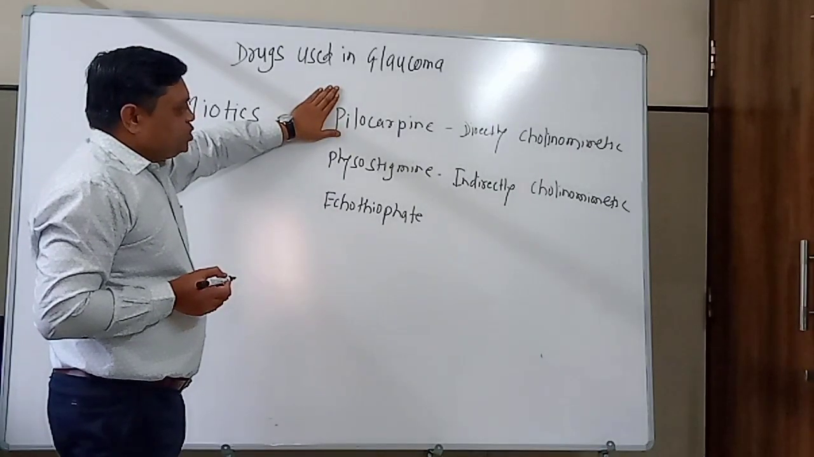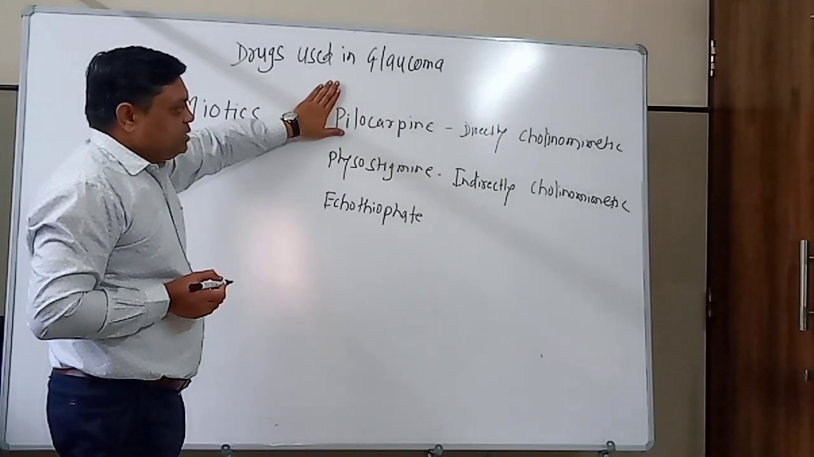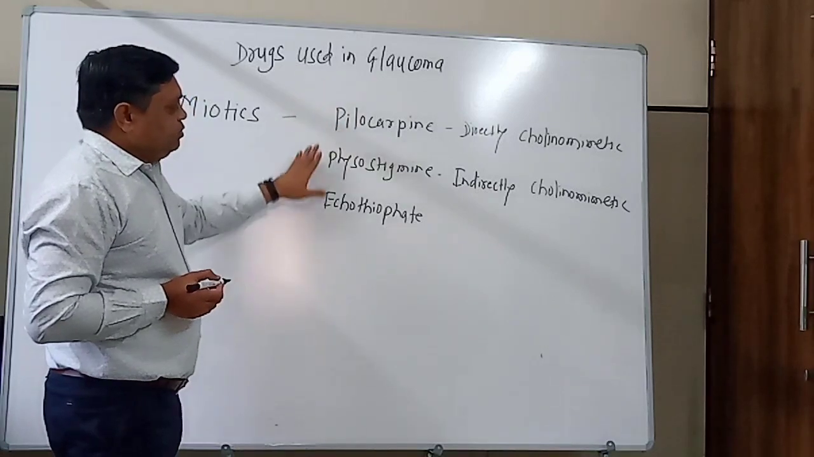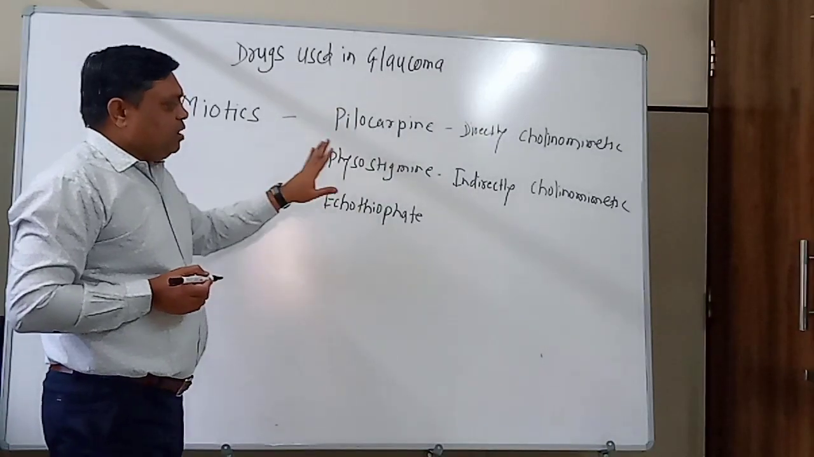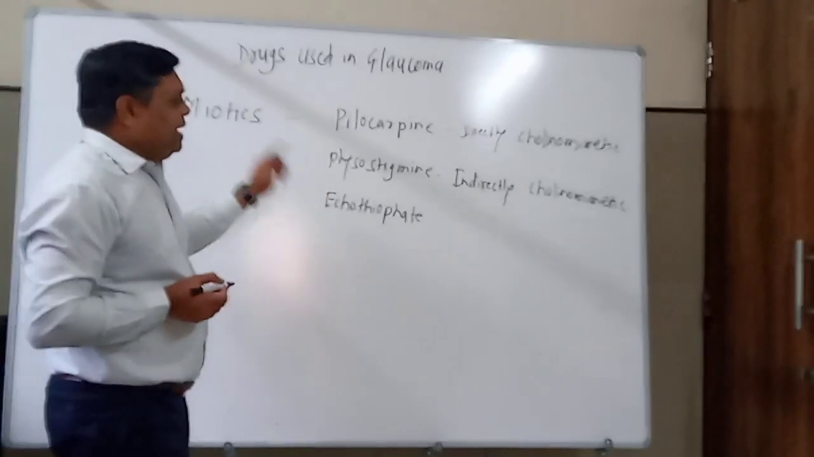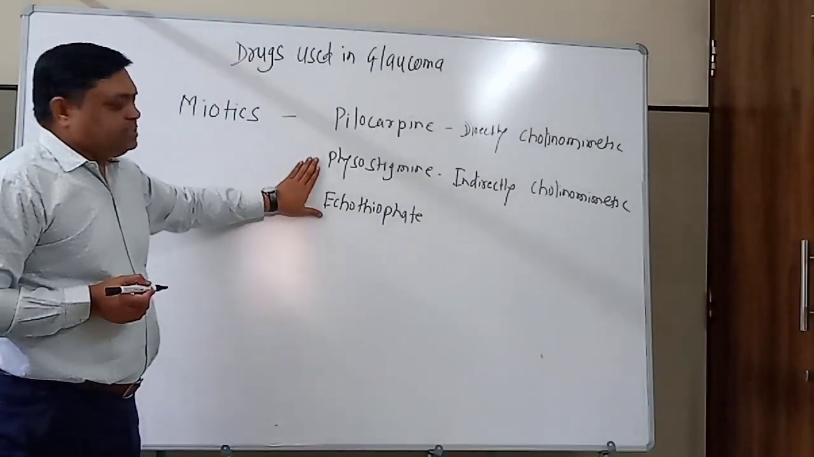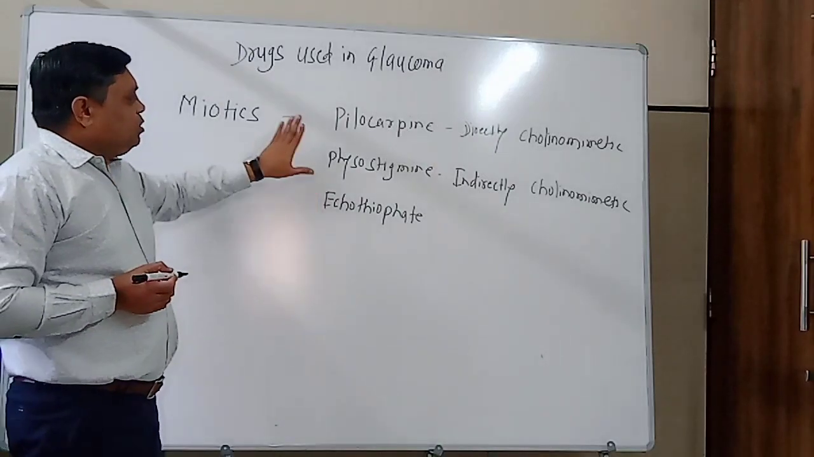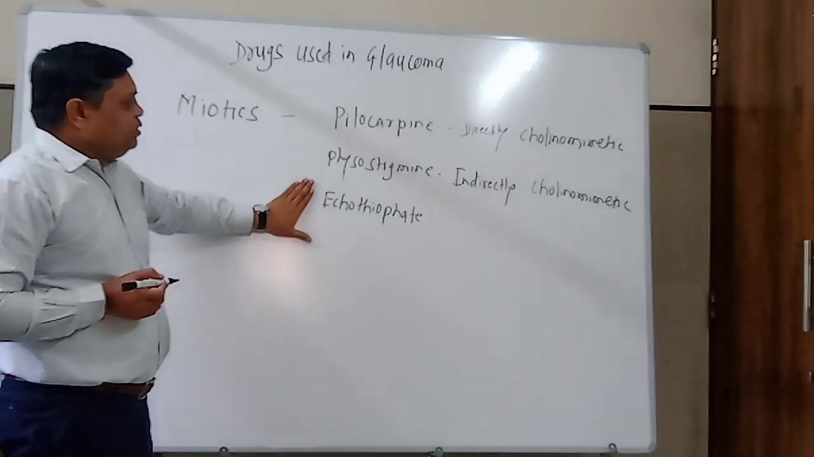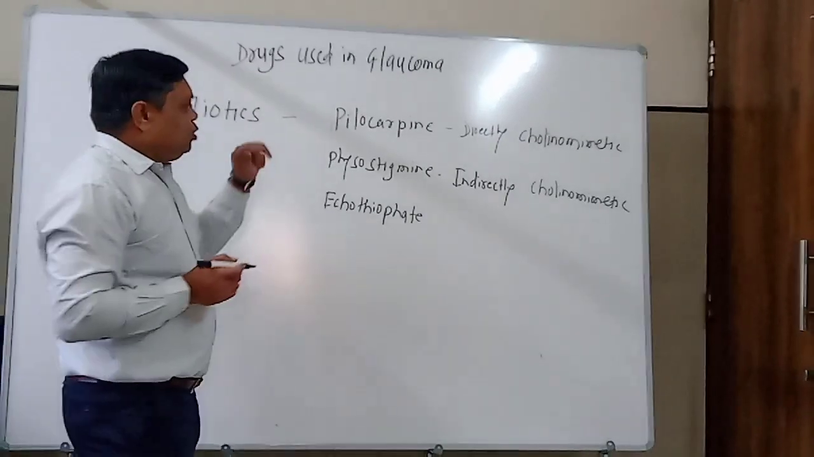Pilocarpine is of short duration, so frequent dosage is required. Echothiophate and physostigmine have a longer duration of action, but the main drawback of echothiophate is that it accelerates cataract formation. So these drugs are not preferably used in glaucoma.